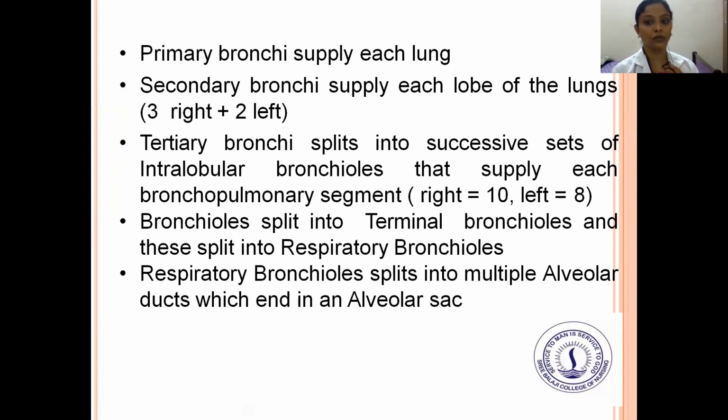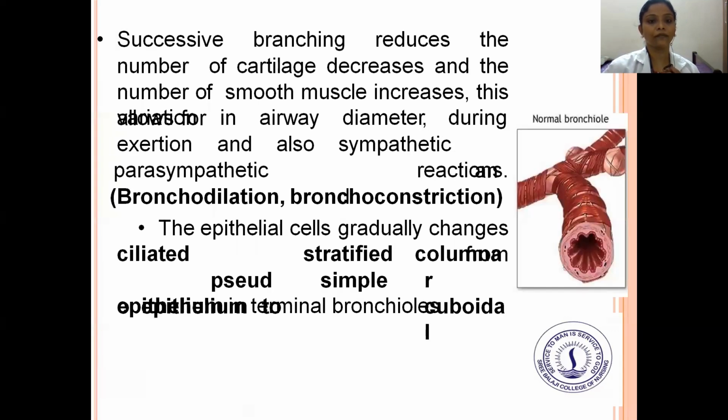Tertiary bronchi split into successive sets of intersegmental bronchi that supply each bronchopulmonary segment, that is right 10 and left 8. Bronchioles split into terminal bronchioles, and these split into respiratory bronchioles. Respiratory bronchioles split into multiple alveolar ducts, ending in the alveolar sac. With successive branching, the amount of cartilage decreases, smooth muscle decreases, and airway diameter decreases. Sympathetic and parasympathetic reactions cause bronchodilation and also bronchoconstriction.